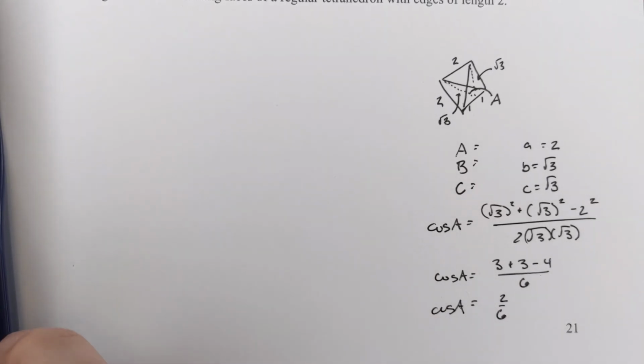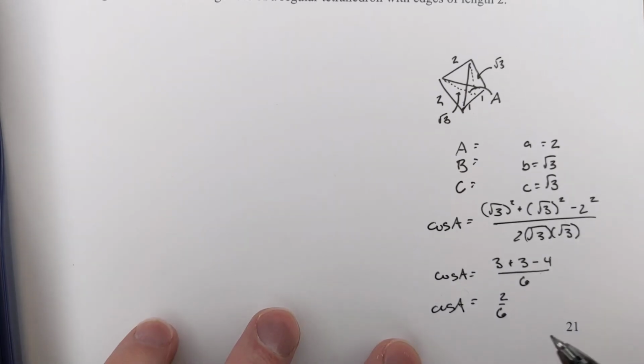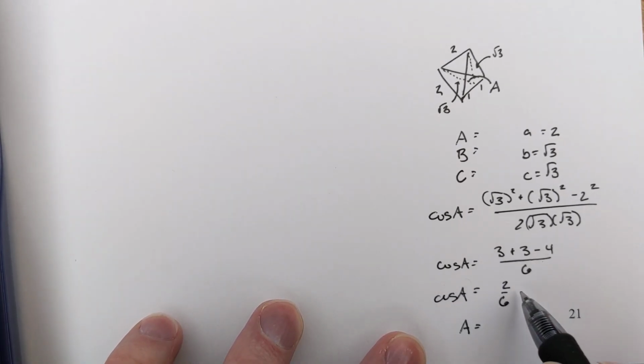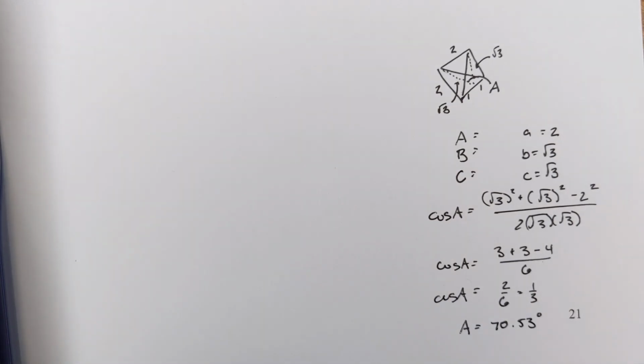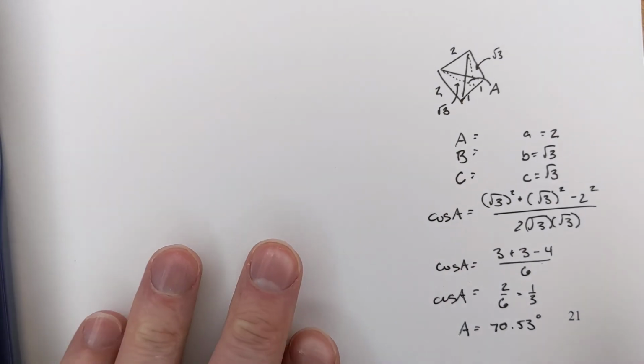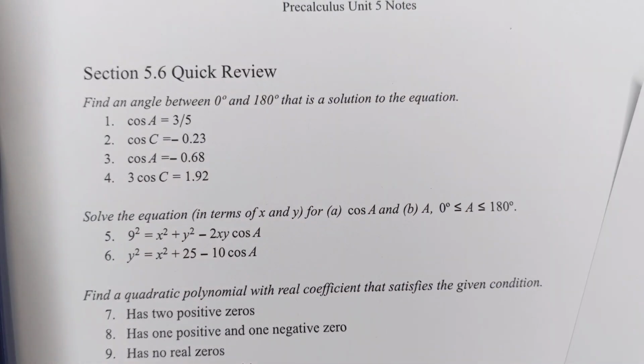So I need to take the inverse cosine of 1/3. Don't use 0.3, put the actual fraction in. So the angle A is equal to about 70.53 degrees. That is the angle between two faces of a regular tetrahedron. And that is the end of the section.